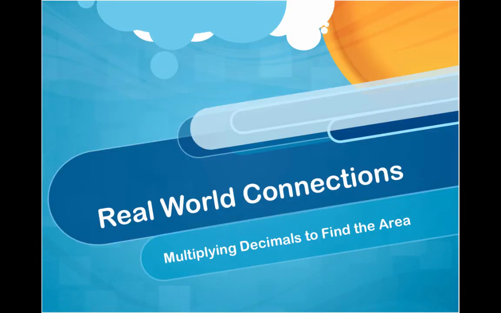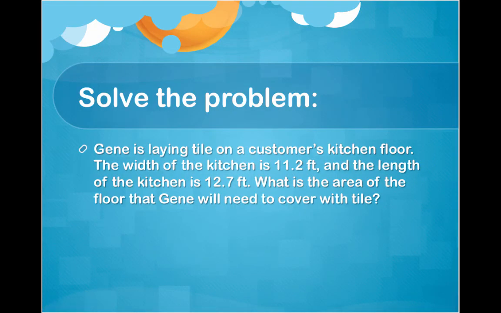Next, we're going to connect to the real world. We're going to multiply decimals to find the area. And in 5th grade, you learned that area is the space that covers square units of a figure. The problem is, Jean is laying tile on a customer's kitchen floor. The width of the kitchen is 11 2/10 feet, and the length of the kitchen is 12 7/10 feet. What is the area of the floor Jean will need to cover with tile?